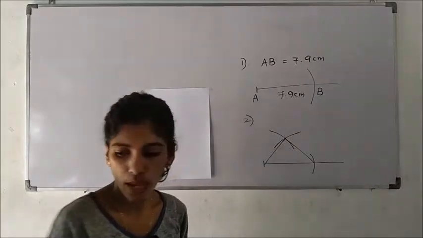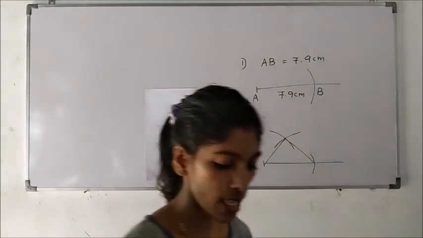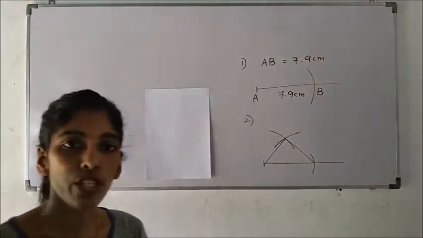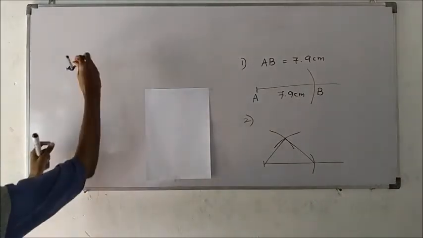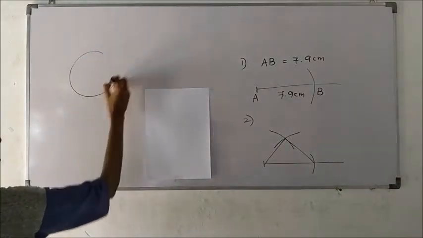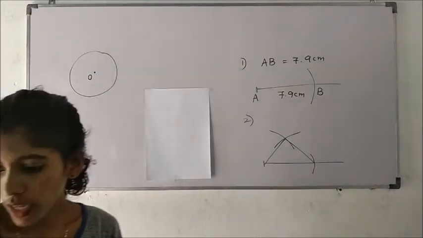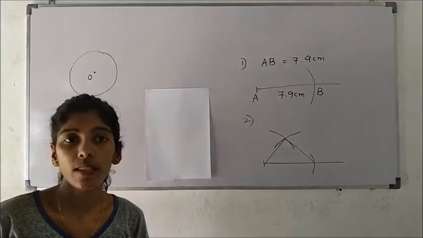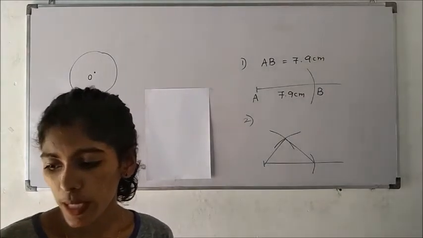Then the third one is what? Construct a circle of radius 4 centimeters and center O. Now measure 4 centimeters, the radius is 4 centimeters. By keeping the point, we can draw a circle. The center is O. Then they have asked us to construct the regular hexagon ABCDEF of side length 4 centimeters.